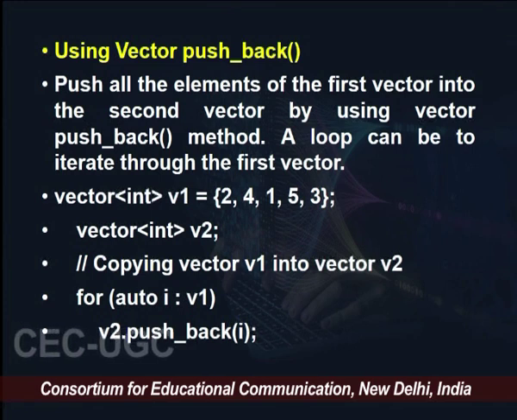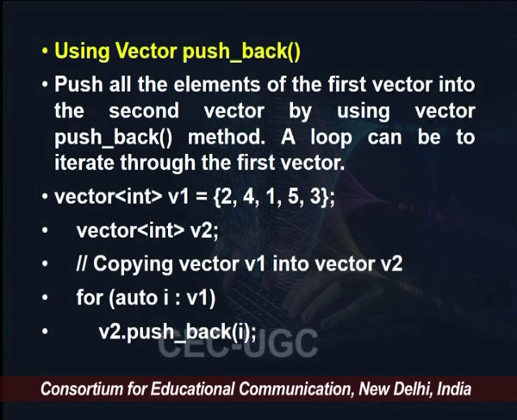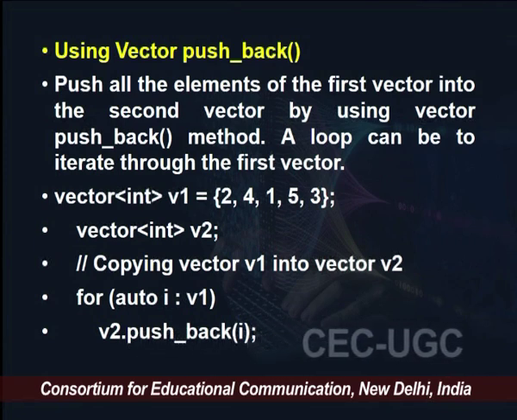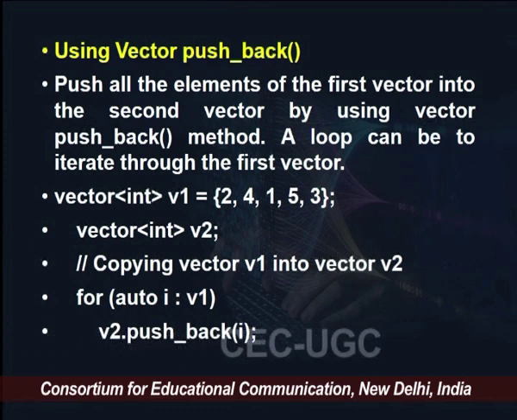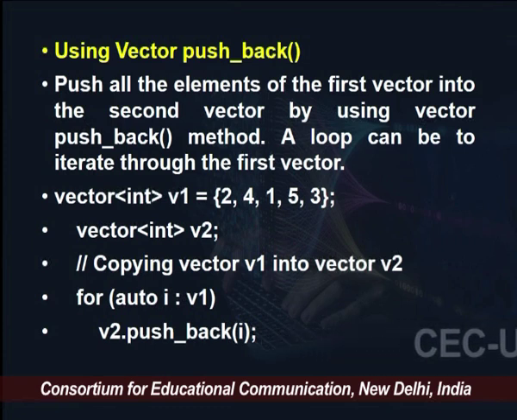So, our source vector here is V1, and then we have our destination vector which is V2, and then within the loop, as you can see, for auto i : V1, we need to say V2.push_back(i). So, what this is going to do is, for all the elements i of vector V1, it will pick the elements one by one, and then push them back into the new destination vector, which is nothing but V2.